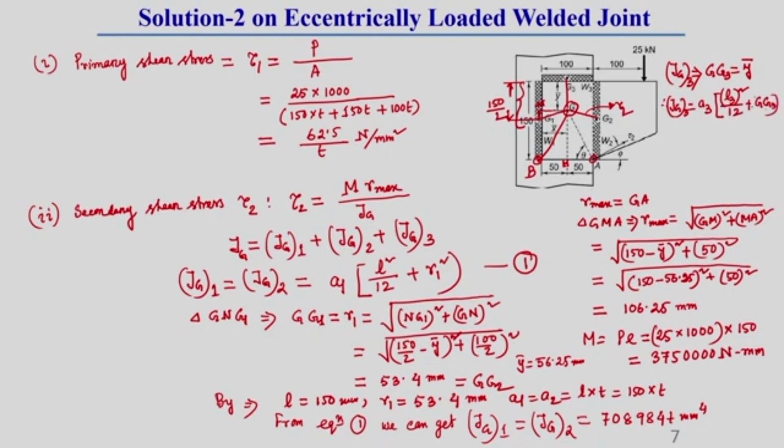y bar square. So, by putting all these values, A3 is 100 into T, because this is given as 100 into T, L3 is 100 square by 12 plus y bar is 56.25 square. By putting all these things here, we are getting JG3 equal to 399,704T millimeter to the power 4. So, JG3 is known to us, JG1 and JG2 also known to us.